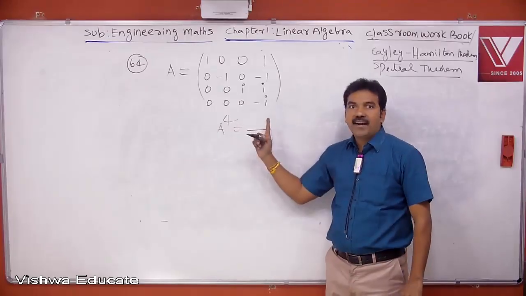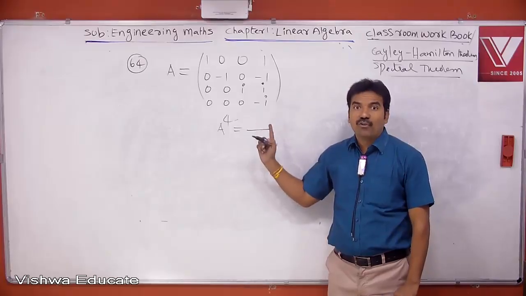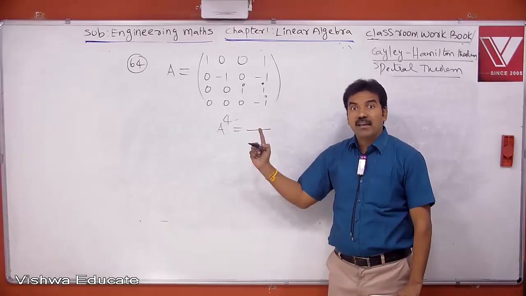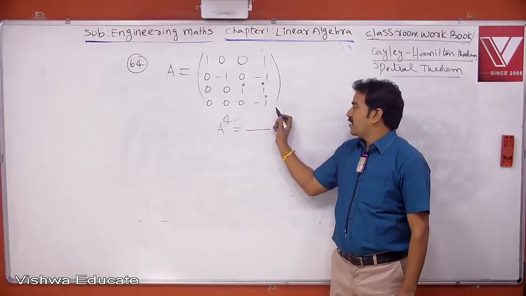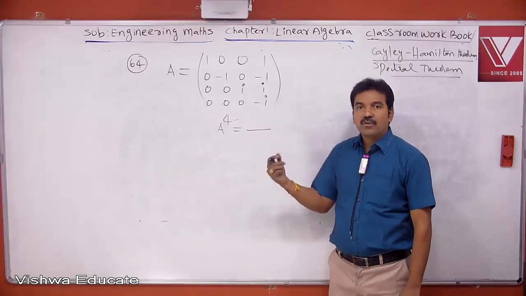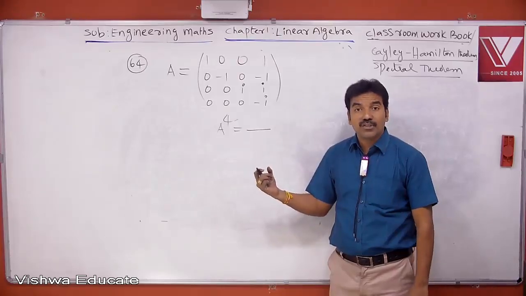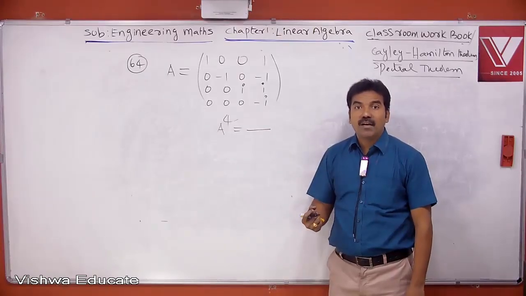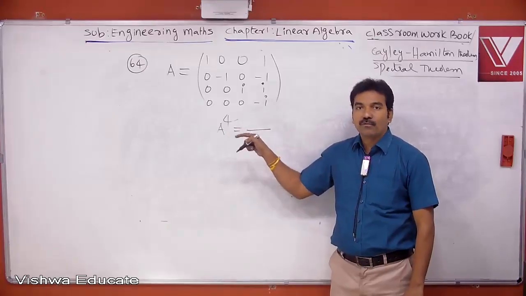So when you try to find its characteristic equation, the highest power of lambda is 4 and replace lambda by A, you will get A power 4. Simple. The size of this matrix is 4. So when you define its characteristic equation, it is a 4th degree polynomial. What does it mean? The highest power of lambda is 4. Now replace lambda by A, you get A power 4.